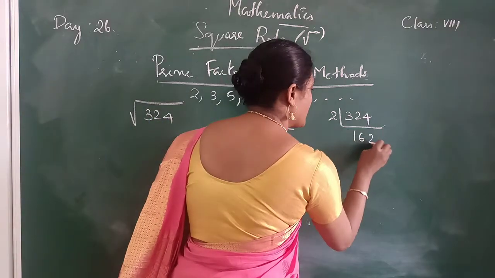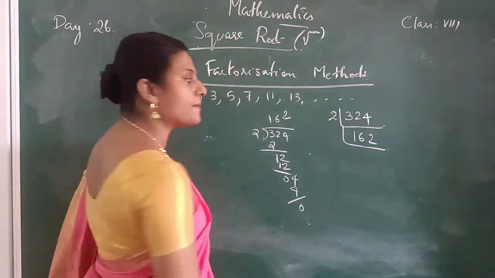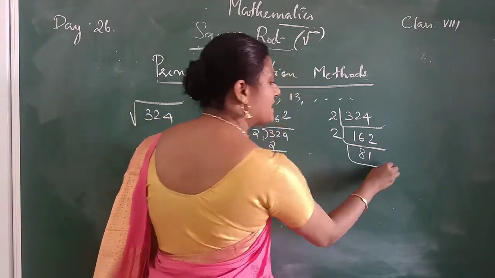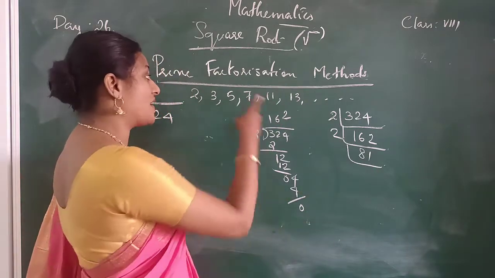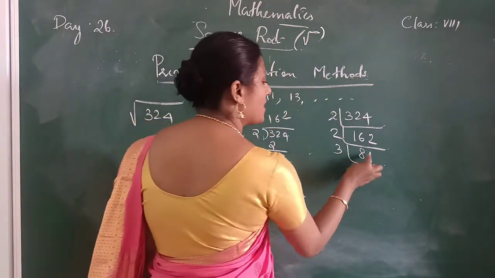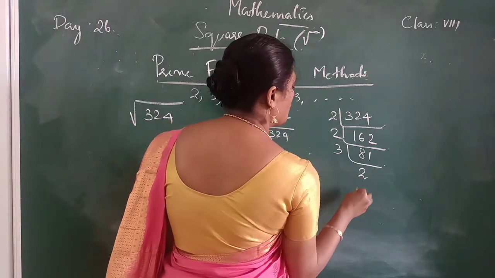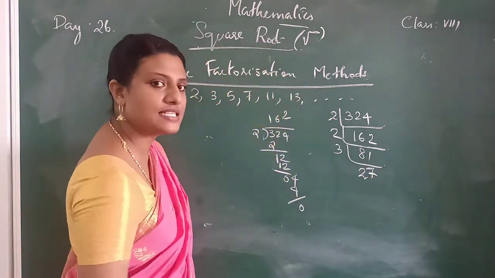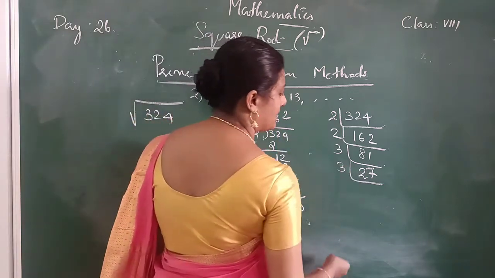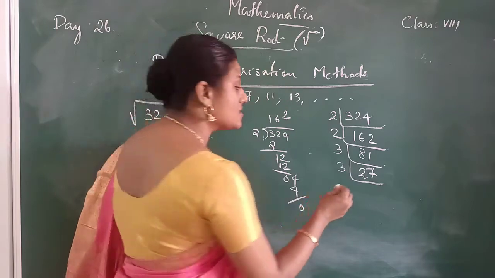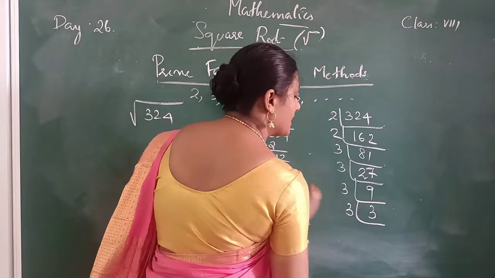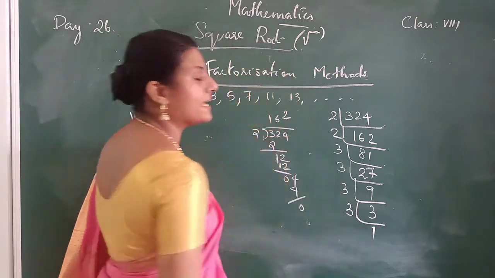This is 162. Next, 162 is an even number. Again, you can divide it by 2. Half of 162 is 81. 81 is not an even number, so you have to check the next number, that is 3. You can divide 81 by 3. Dividing 81 by 3, you will get 27. Again, you can divide 27 by 3. It's not an even number, so you divide it by 3. 27 divided by 3 is 9. Next, you can divide 9 by 3. Again, you get 3. Dividing that by 3, you will get 1.